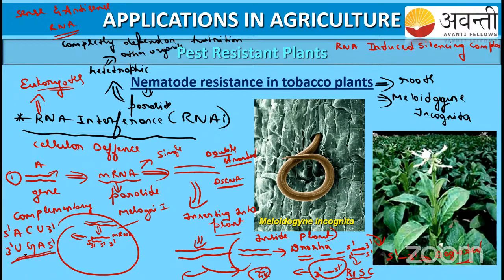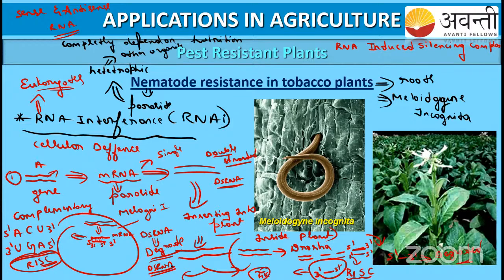So this is along with the RISC complex, which is produced inside the plant body. Now what will happen? It is going to form the complementary strand. So now double-stranded RNA is going to be formed. The RISC complex is there, right? It is going to degrade that RNA, that double-stranded RNA.